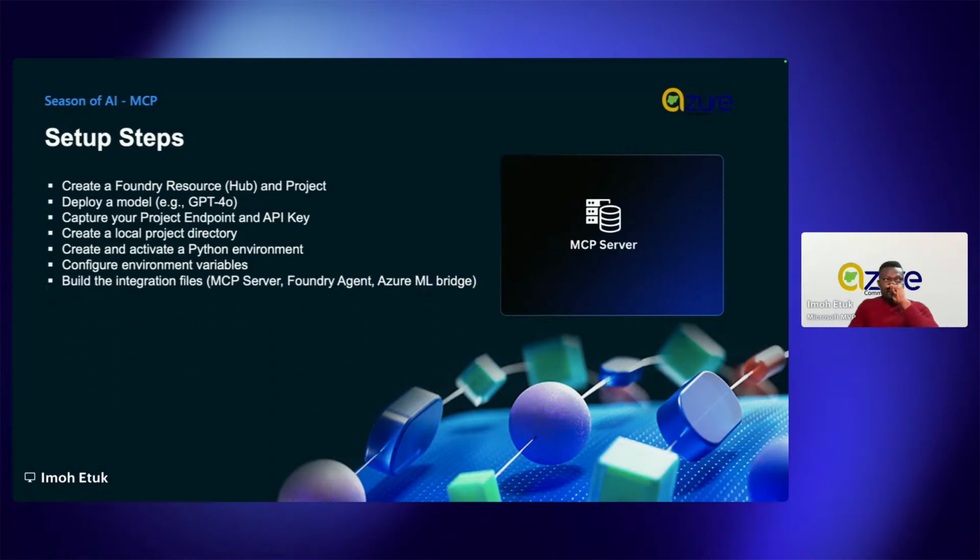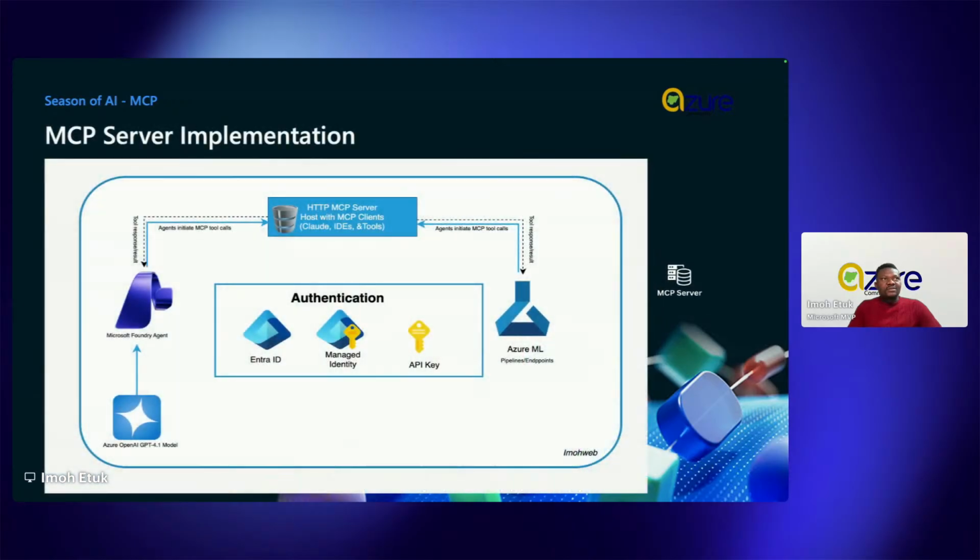You also need to build the integration files. Guys, we have the integration files I'm going to show us today. It consists of 3 files: the MCP server itself, the Foundry agent, and the Azure ML bridge file. So I will take us through the architecture and how it works. This is a simple architecture diagram, and it gives you and me the 3-layer architecture of the application. From here, you can see the integration first.